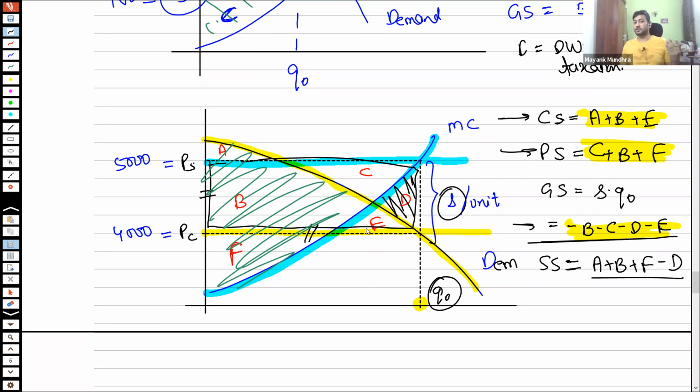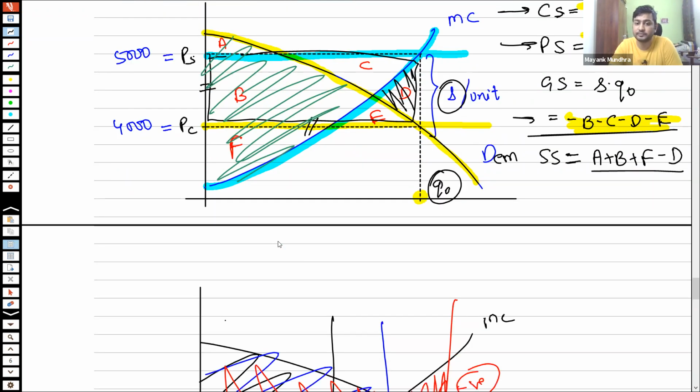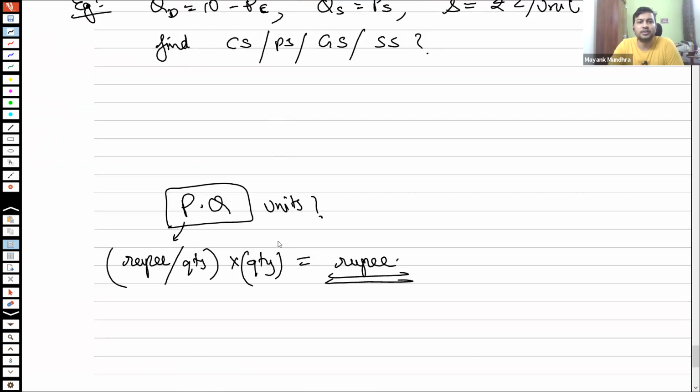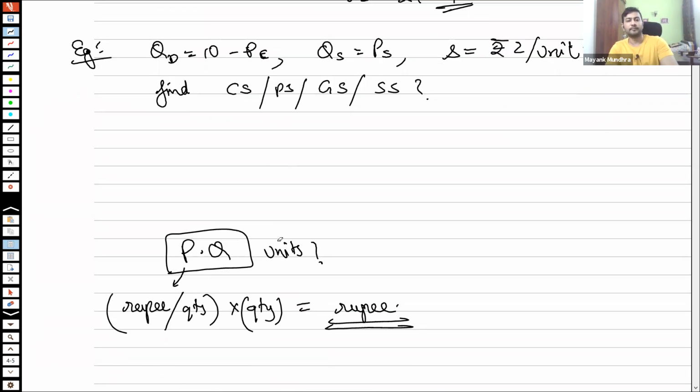Now that you have the equations of the curves and everything, you have to find out the numerical values of these areas. Okay, so we have handled it analytically. Now you need to handle it numerically. Okay, so that's your homework for today.